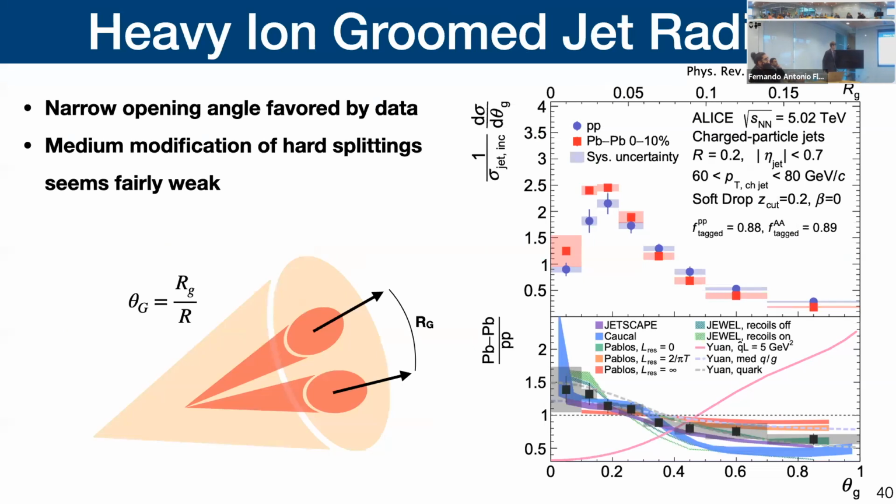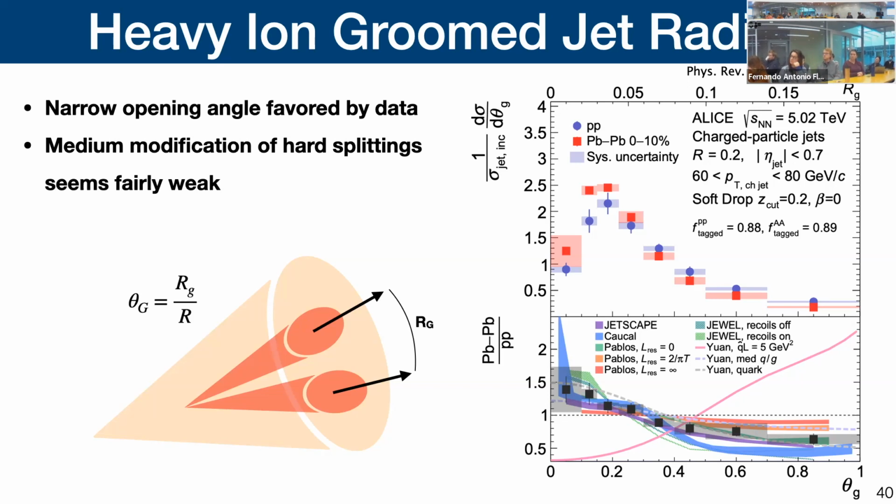There has been another measurement done by the ALICE collaboration here. Instead of z_g, they look at R_g, which is essentially the angular separation between the two subjets. If you look at the ratio here on the bottom, you can see that the smaller separation is slightly preferred by the data, but it's not, let's say, a huge enhancement. You can also see that there are some model comparisons which, for the most part, can capture the general trend, but they do have some spread here.